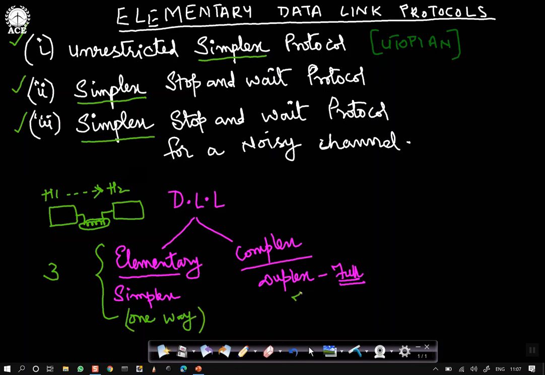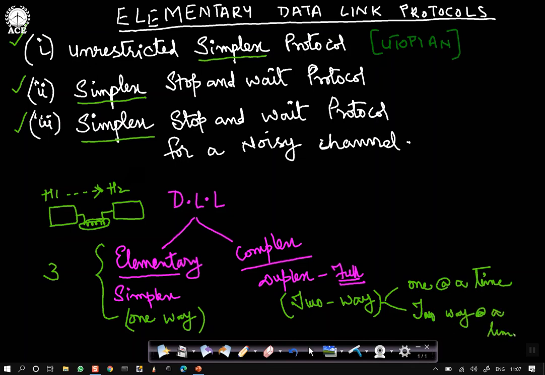Here I can have two-way, either one at a time or both at a time. Two-way can again be of two types. One at a time: host 1 may send to host 2, host 2 will wait, and then host 2 will send to host 1, one way at a time. Or maybe two ways at a time, full duplex. So either way.